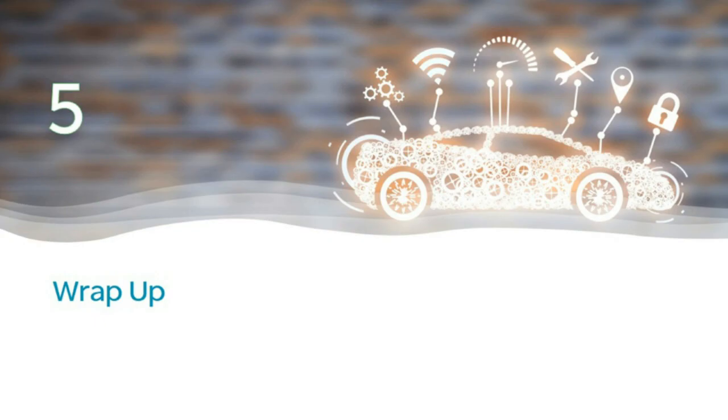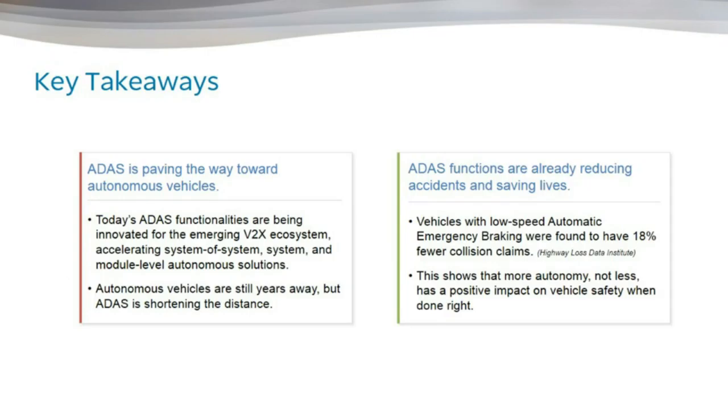Okay, now for the big finish. Here are some takeaways that we would like you to get from today's presentation. ADAS functionality is continuing to be innovative. V2X communication is going to be a necessary part of that. Autonomous vehicles are still some years away. ADAS is shortening the distance. These functions are available, and as I've mentioned, things like automatic emergency braking have enabled fewer collision claims.